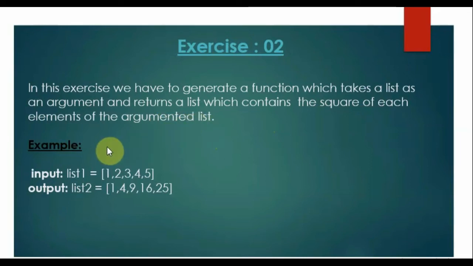So for example, if we are giving list 1 as an argument of the function, then list 2, which contains the square of each element of list 1, must appear at the output. I hope you try this exercise. In the next video, I will provide its solution.